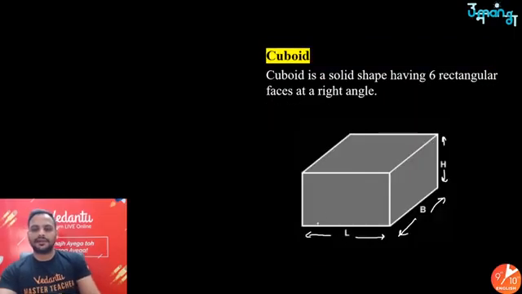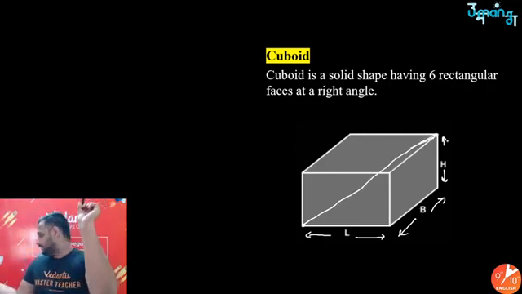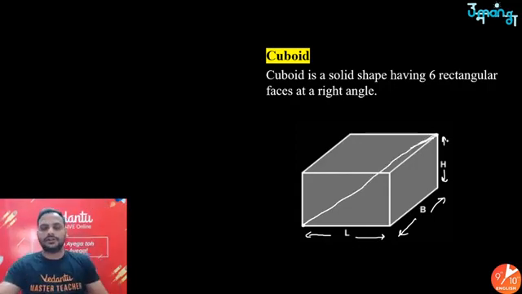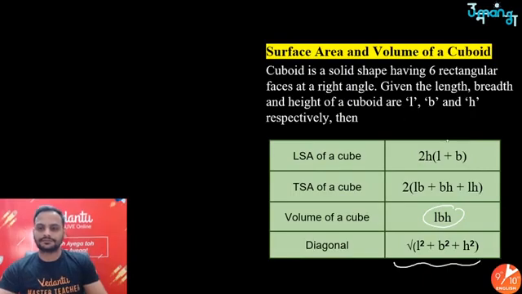Again, remember this thing. Diagonal is the body diagonal from one end to the opposite point. Suppose you are sitting in a room, so from this corner till the opposite corner, that joining line, the length of that line will be called the diagonal of the cuboid.